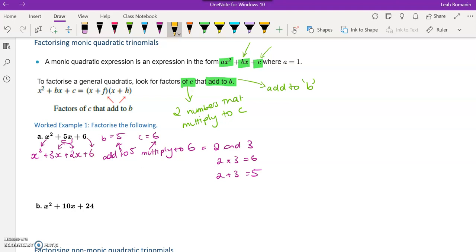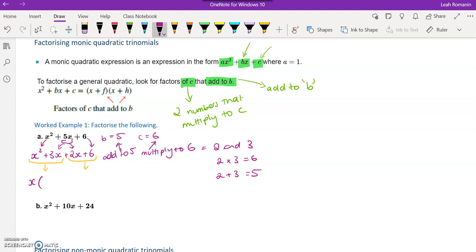So this 5x is getting split into those two terms, and then I'm going to keep the plus 6 on the end. Now I'm going to factorize by grouping two terms together. So I have my x squared plus 3x grouped and my 2x plus 6 grouped. Now I'm going to factorize each of these separately by pulling out the highest common factor. So with the x squared plus 3x, my highest common factor is an x. So an x comes out the front of the bracket.